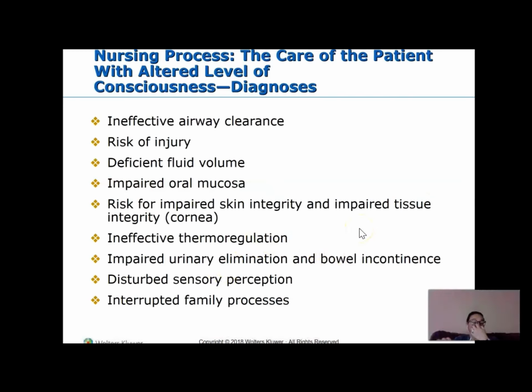Okay, so here are some of your main areas of concern, areas for interventions: ineffective airway clearance, depending on the severity of this neuro issue, risk of injury, deficit volume. If our neuro integrity is not intact, we may not be able to eat. We may not be able to chew, swallow. Nutrition is going to be huge. Oral mucosa, skin integrity, movement, thermal regulation. If our autonomic regulation is not working, what does our body tell us? If we're hot, we sweat. If we're cold, we shiver. That response is not going to come anymore either.